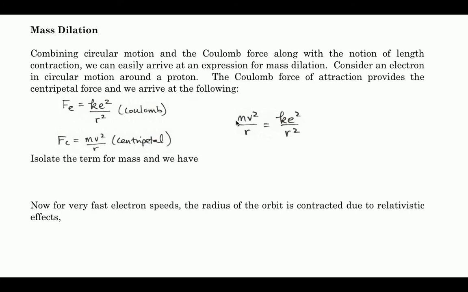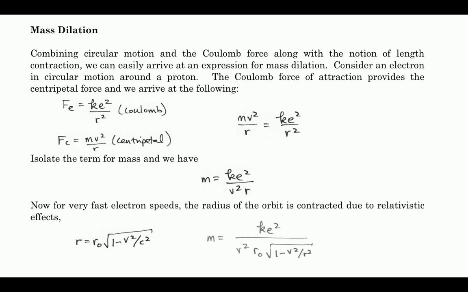If these two forces are, of course, equal, I get this expression. I'm going to isolate for mass. I'm going to leave mass by itself on one side. Okay, so I get k times e squared over v squared r. But when I have an electron moving really, really fast, the radius of this orbit is contracted, right? Because as soon as v gets really, really big, length contracts. And so if the circumference contracts, then that means the radius contracts as well. So I've got this little expression, r is equal to r naught times the square root of 1 minus v squared over c squared. So when things are moving really fast, this is the expression that I've got. m is equal to k e squared over v squared r naught, divided by the same square root.